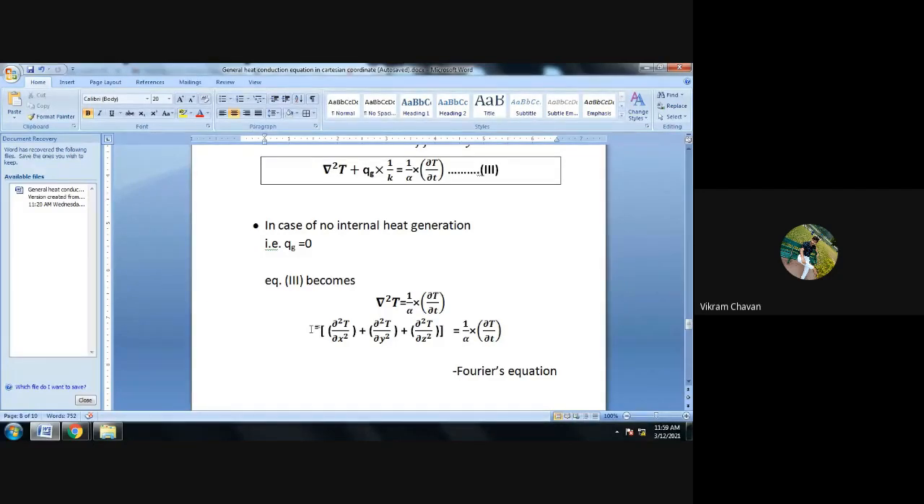Everybody done? Is there any doubt, any question? You can put your roll numbers in the chat box if you don't have any doubt. And the remaining part, that is further forms of the general heat conduction equation, we will discuss in the next lecture.